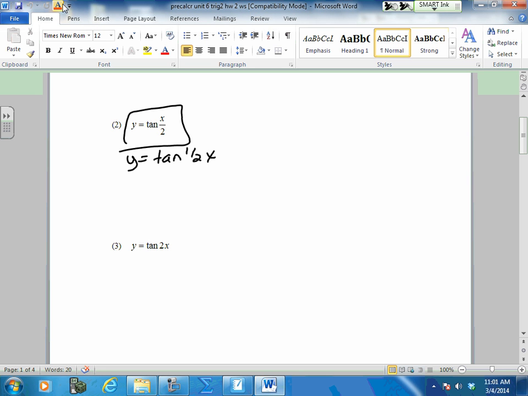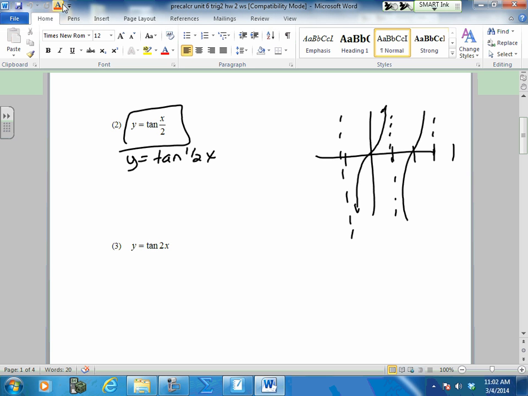Now, your tangent normally goes like this. Here's your 90. It has an asymptote. This is your tangent curve, right? And again, asymptote. Now, what we want to do is cut this in half. And we also want to figure out where your asymptotes are. If you look at your domain for tangent, we said all real numbers except when x, this is for your tangent curve, is equal to n pi over 2, where n is an odd integer.